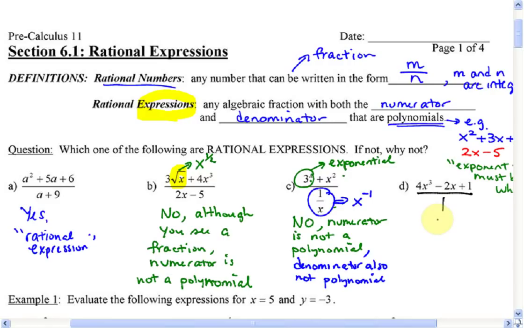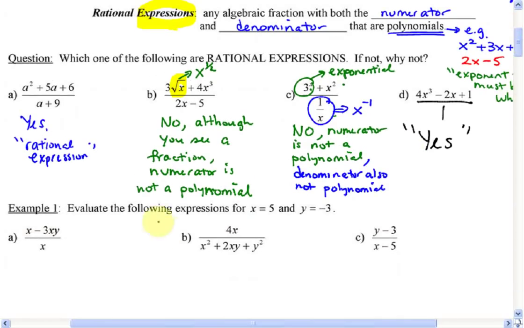Is the numerator a polynomial? Yes. Is the denominator a polynomial? Yes, it is. Just as a constant itself, like a number, is also a polynomial. So yes, this one is yes. So the first thing I want you to understand here is that we need to know what rational expressions look like. And afterwards, I'd like to show you how we can evaluate.